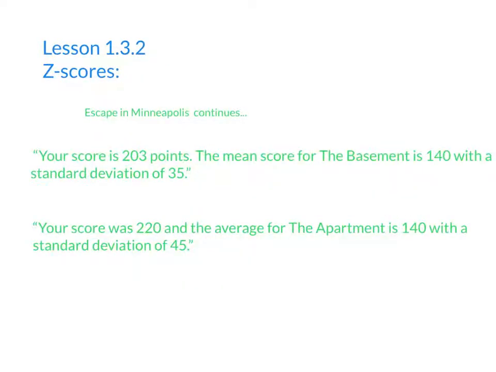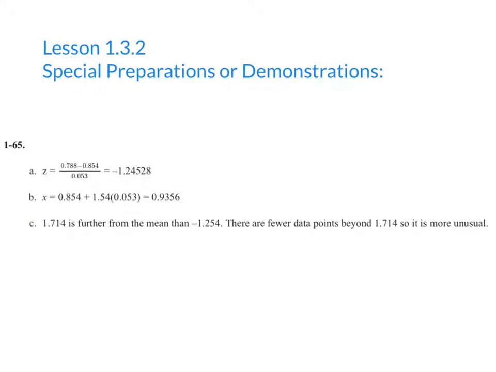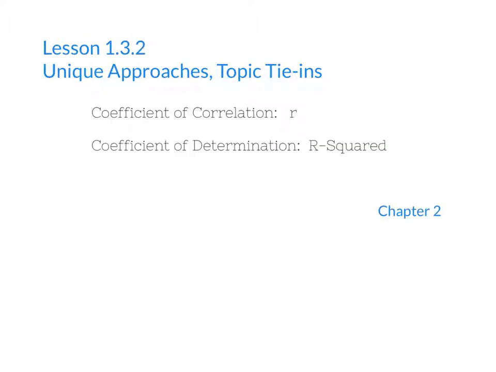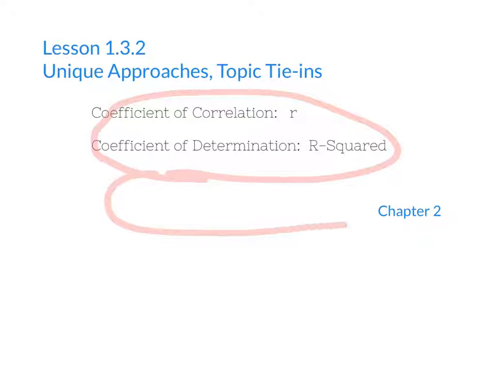Lesson 1.3.2 continues the Escape in Minneapolis activity, where z-scores are used to make comparisons of data points from different distributions. You need to be comfortable performing and explaining z-score calculations. It's important to realize here that z-scores are presented as a way to compare data points from different distributions. And because they are unitless, they're critical for the derivation and exploration of the characteristics of the coefficient of correlation and coefficient of determination found in Chapter 2.